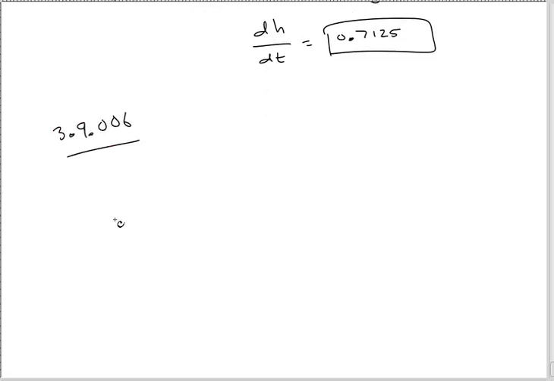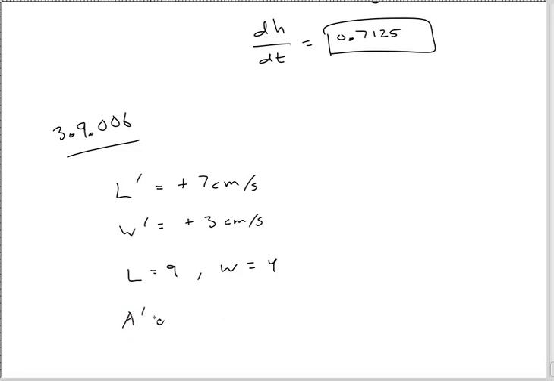Let's do another one. I have a ton of words here, I cannot copy them all. So here we go. The length of a rectangle is increasing at a rate of 7 centimeters. So I'm going to call length prime, increasing, positive 7 centimeters. And the width is increasing at a rate of positive 3 centimeters per second, by the way, per second. When the length is equal to 9 and the width is equal to 4 centimeters, how fast is the area increasing? So A prime is equal to what?